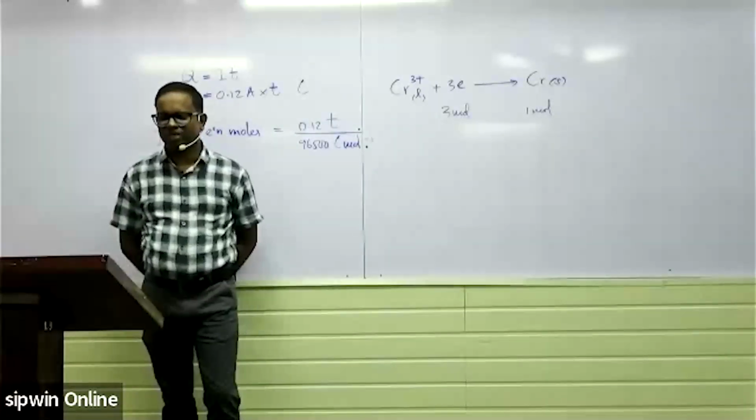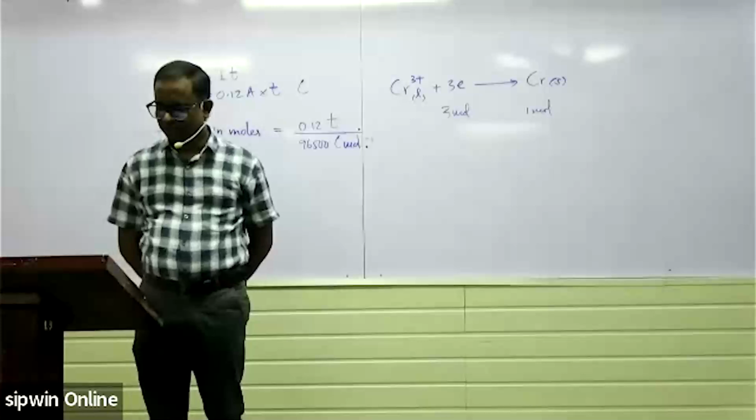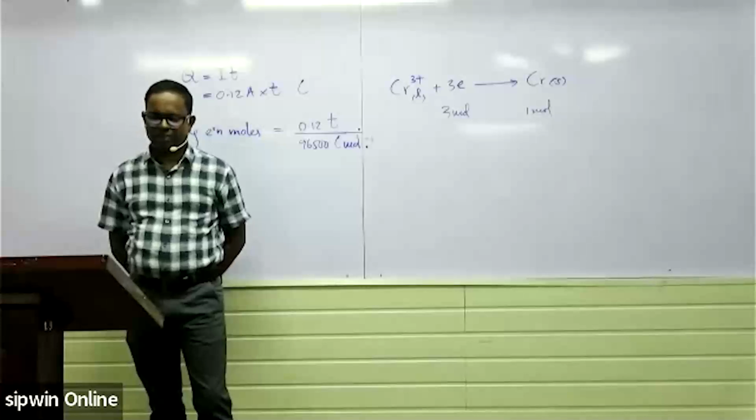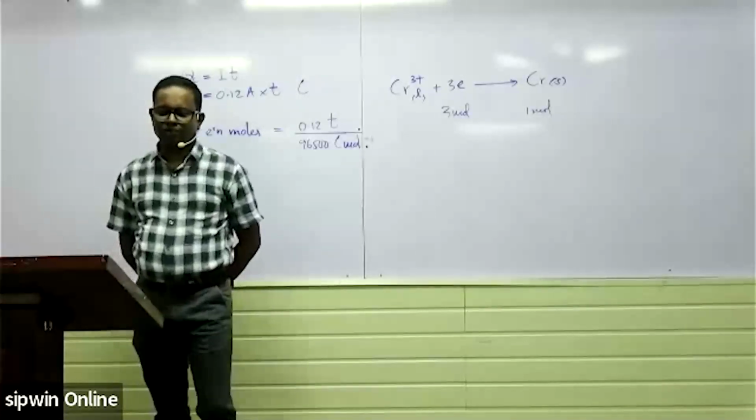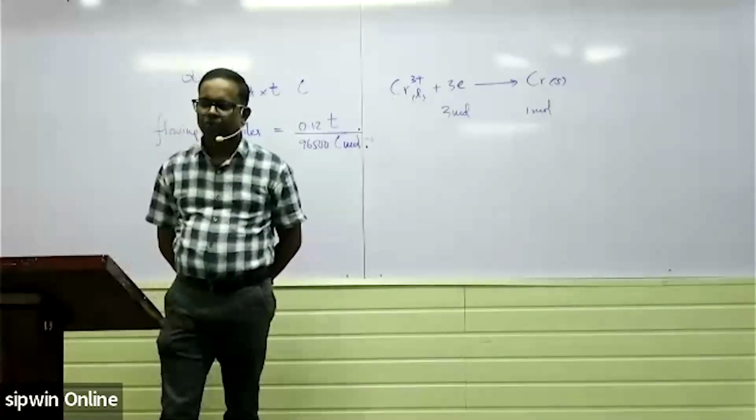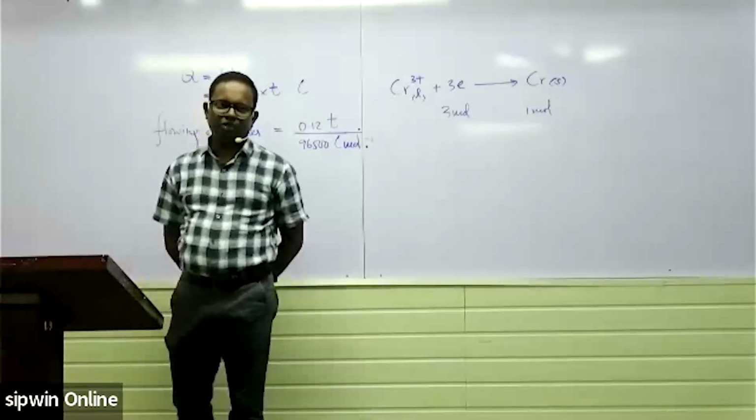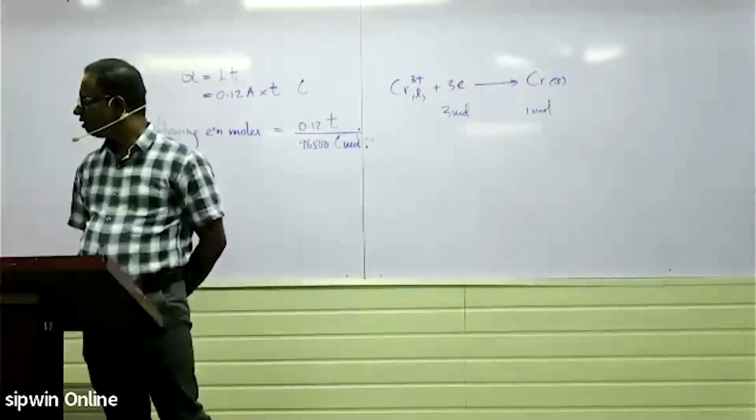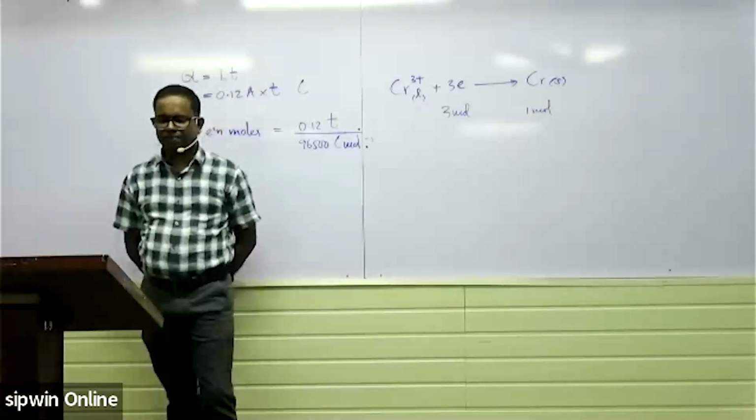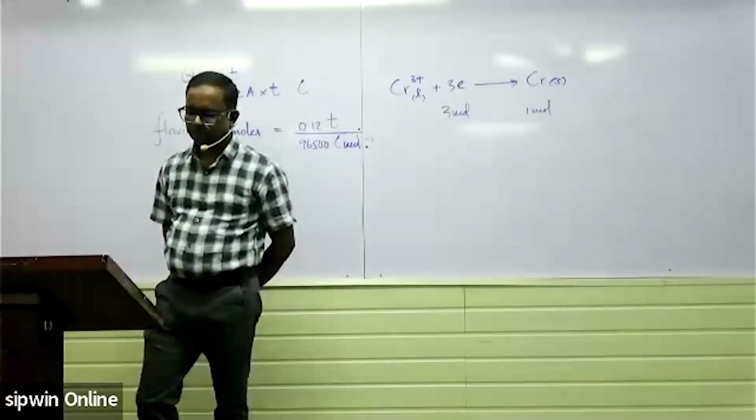Consider the following electrode potentials. E standard copper 2 plus copper 0.34 volts. E standard zinc 2 plus zinc minus 0.76 volts.